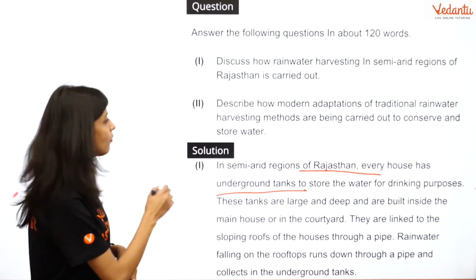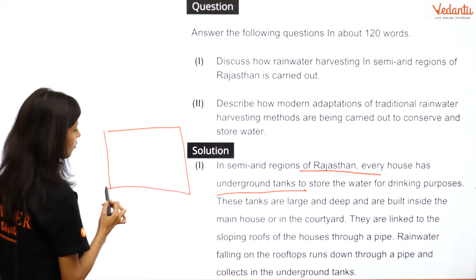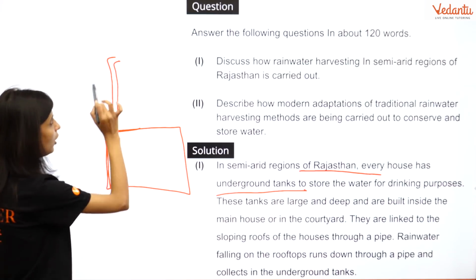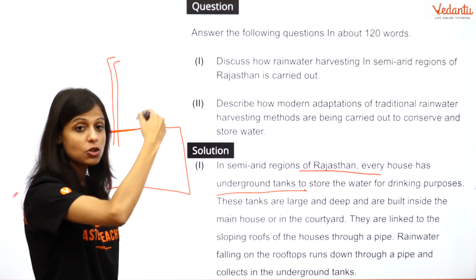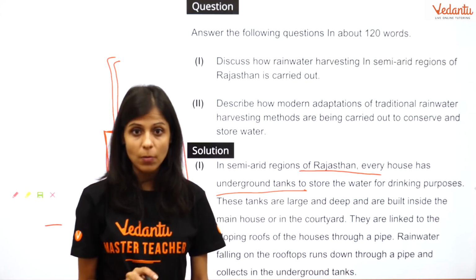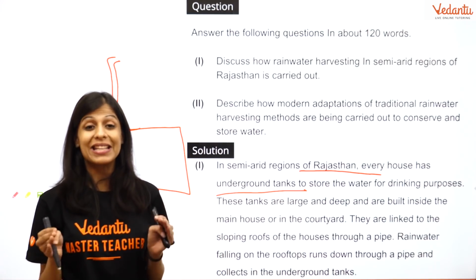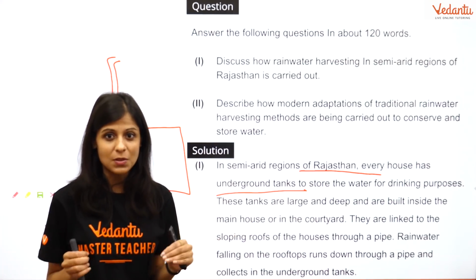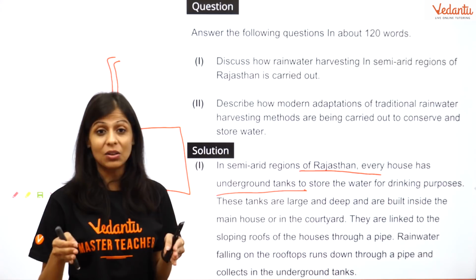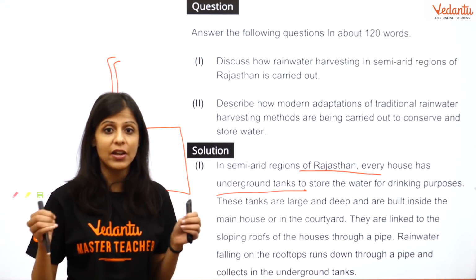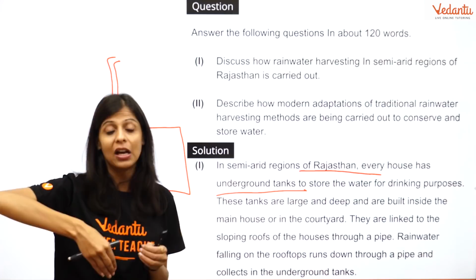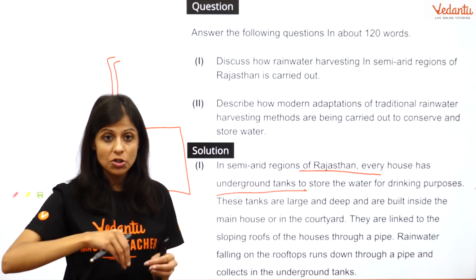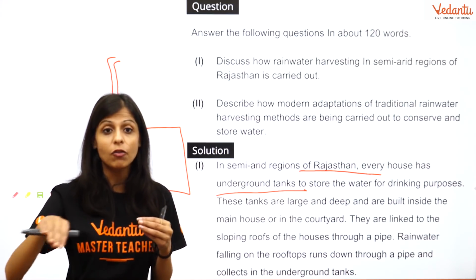So in Rajasthan, what they do have is they have their underground tanks. There is a pipe that comes all the way down from the roof and the water is stored in an underground room. These rooms where the water is stored, there's a cooling effect that is provided to the adjacent rooms. These tanks, the storage area, are very large, very deep and built inside the main house. So it's not only serving the need of water, but it also provides the area a lot of cooling effect.